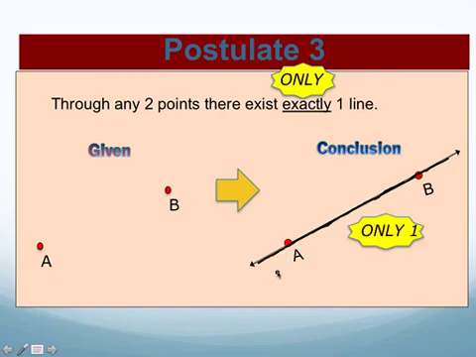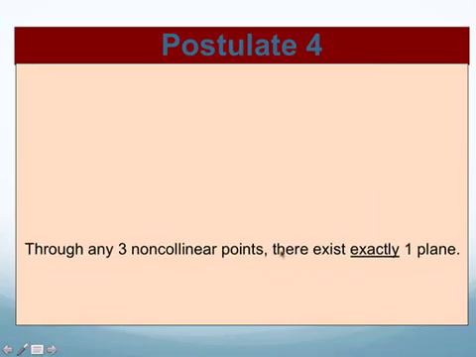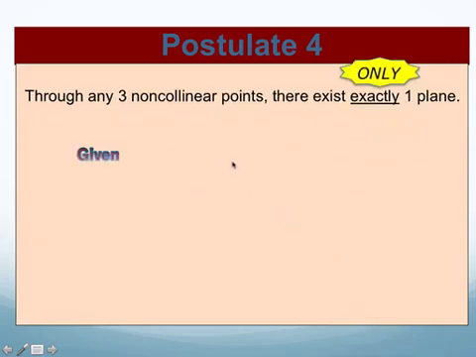Okay, postulate 4. Postulate 4 says, through any 3 non-collinear points, there exists exactly one plane. Non-collinear: non means not, co means same, linear means line. So 3 points that are not on the same line. So one of the points should be either higher or lower.